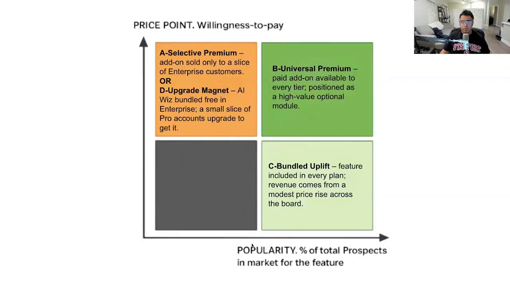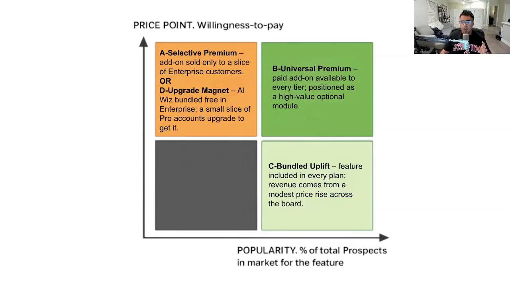Then fewer customers are interested, fewer people in the market are interested, but they're willing to pay a lot. So that could happen in 2 ways. You could sell it only to a slice of enterprise customers, right? It's possible that you think that only enterprise customers are going to find this relevant as an add-on, or you may want to incentivize upgrade into enterprise even for people who are in pro. Now that does mean that you have to pay attention to who these customers are and what is the utility for them. So A or D may be more or less relevant to you based on your specific situation.